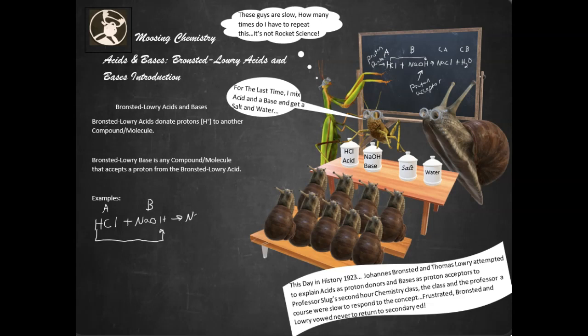This is going to form NaCl plus H2O. So our base becomes our conjugate acid, and our acid becomes our conjugate base. Because the NaOH accepted the H from the HCl, that makes the NaOH again the Bronsted-Lowry base, and since the H was donated from the HCl, that makes the HCl the Bronsted-Lowry acid.